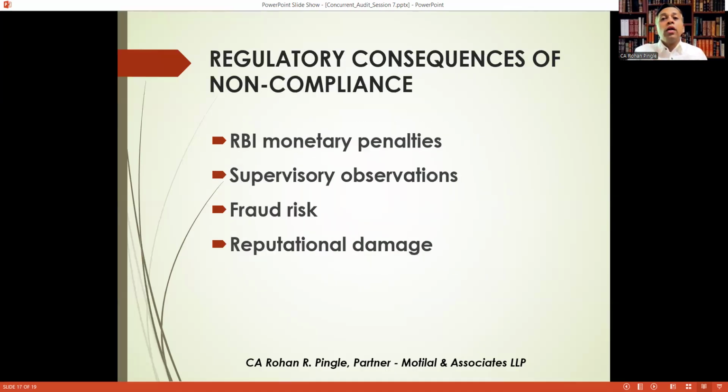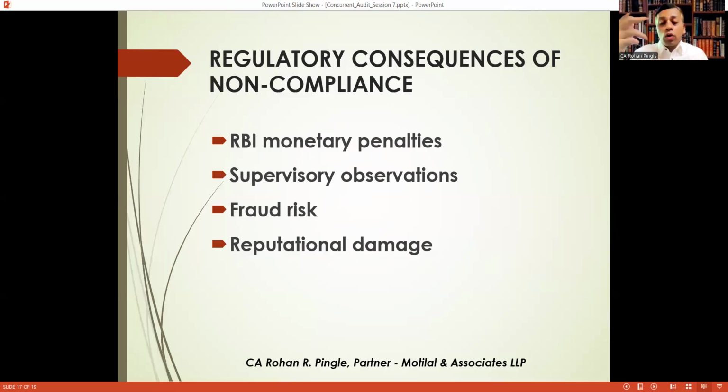Moving further, let's understand the regulatory consequences of non-compliance. The consequences related to KYC are monetary penalties by the Reserve Bank of India, adverse inspection remarks, risk of frauds, and legal proceedings under PMLA. So auditors' vigilance protects the bank and the financial system.